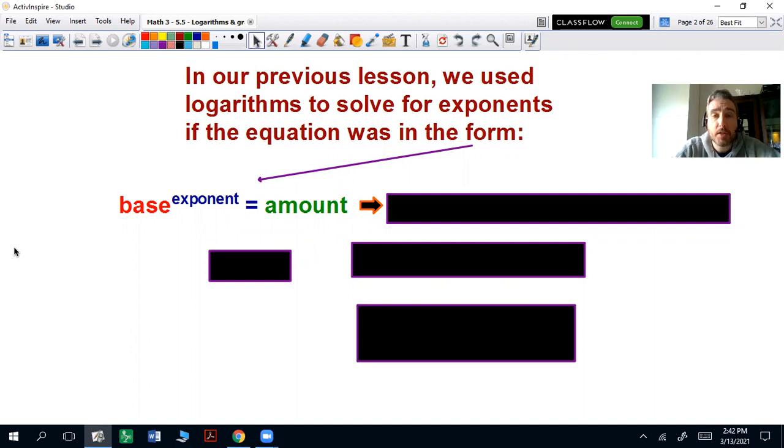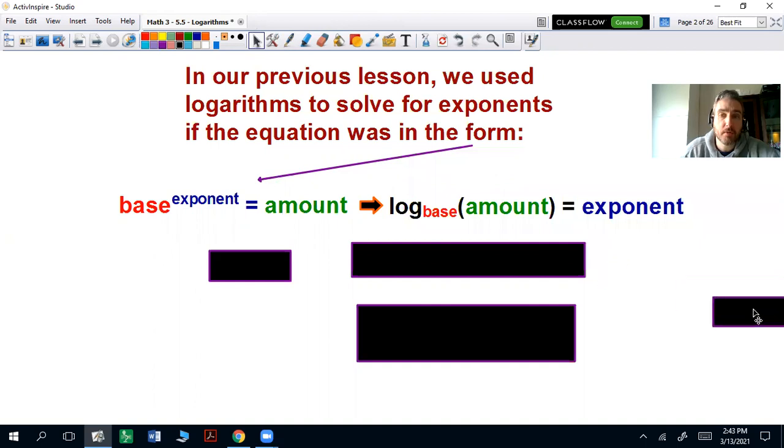You can solve exponential equations for the exponent if it's in the following form. So if you have some sort of base written to the exponent equal to some amount. If you can get it to that form by getting things over to the other side, adding, subtracting, or dividing, then you can use logs. So remember that we were able to get it to this form, log base of whatever, of some amount equals the exponent.